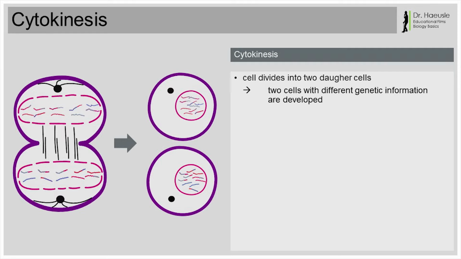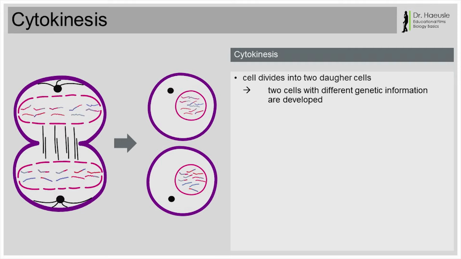2 cells form. These 2 cells have different genetic information due to crossing over in prophase 1 and the random arrangement of the chromosomes in metaphase 1. During meiosis 1, the diploid set of chromosomes, the 46 chromosomes of the mother cell, were distributed between 2 cells. These now contain a single, haploid set of 23 double-stranded chromosomes. Those chromosomes are new combinations of the original chromosomes.